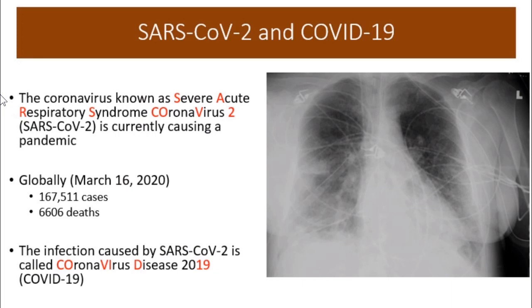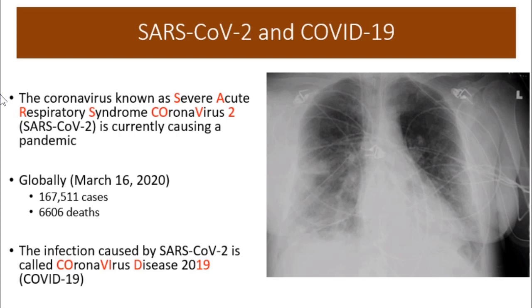So SARS-CoV-2 and COVID-19 are the two acronyms that we use for this disease. The first one is for the virus. So the coronavirus is known as severe acute respiratory syndrome coronavirus 2. That's quite a mouthful, so it's been abbreviated to SARS-CoV-2, and this is currently causing a pandemic.